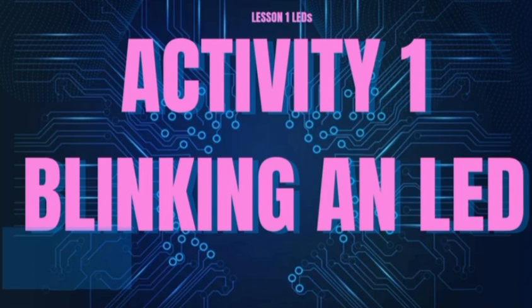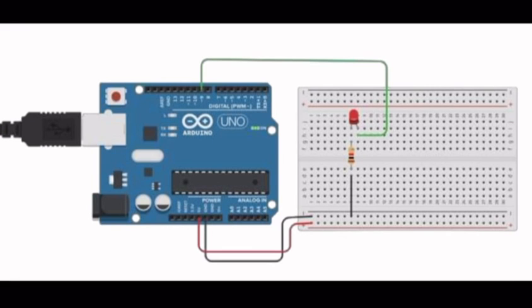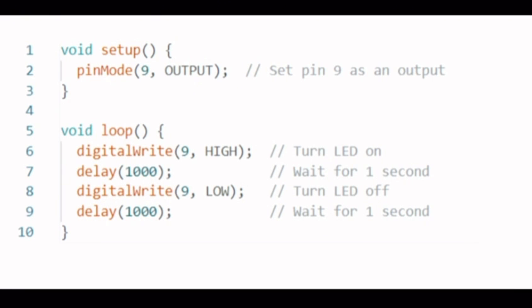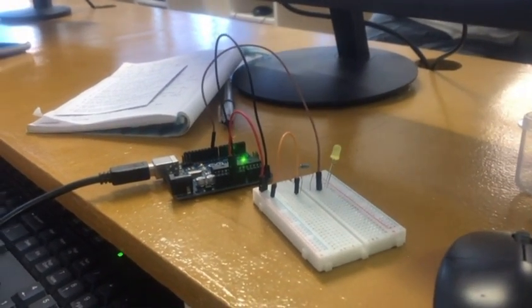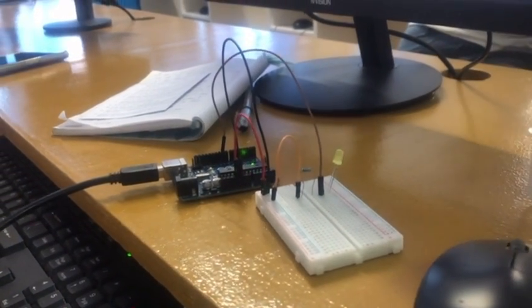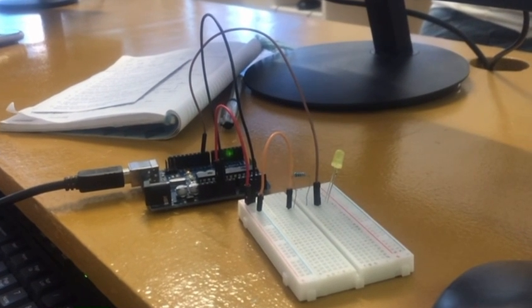In this activity, we created a simple blinking LED circuit. The positive leg of the LED is connected to pin 9, while the negative leg goes to GND with the resistor. The LED turns on and off repeatedly, showing how we can control digital outputs through programming.